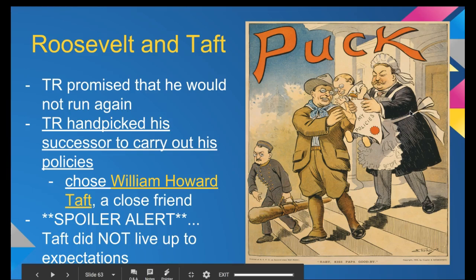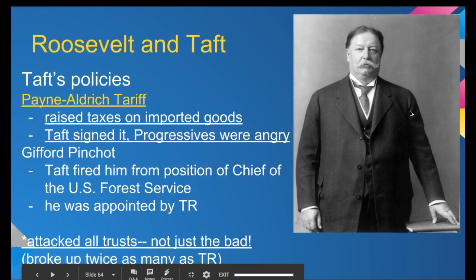And he is not. Let's talk about a few things Taft did that angered Teddy Roosevelt. The first thing was that he signed the Payne-Aldrich tariff. You know, at least I hope you know, that a tariff raises taxes on imported goods. Taft signed this, and progressives were angry. Why would progressives be angry about raising taxes on imported goods? Who does a tariff benefit? Yes, the businesses. And who does it make things more expensive for? The people. Very good.